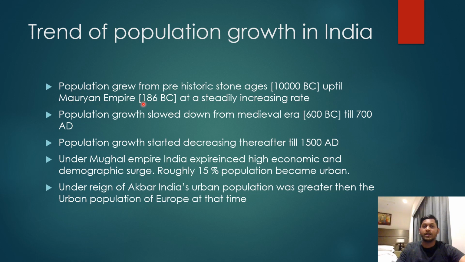And with the rise of the Mauryan Empire, it also saw the consolidation of the areas, because a strong empire had emerged. So naturally, when there are fewer wars or clashes, the population increases in that area. Now, population growth slowed down from the medieval era, around 600 BC till 700 AD. Again, you can relate that to what happened after the fall of the Mauryan Empire, and this population growth started to slow down. So there was still growth, but it was a bit slower as compared to the previous years.